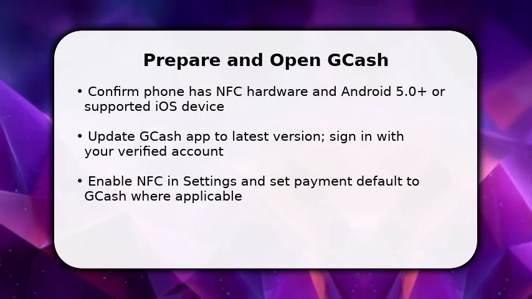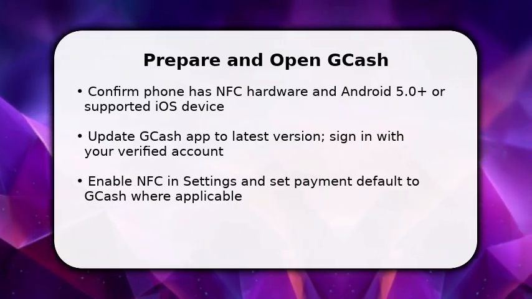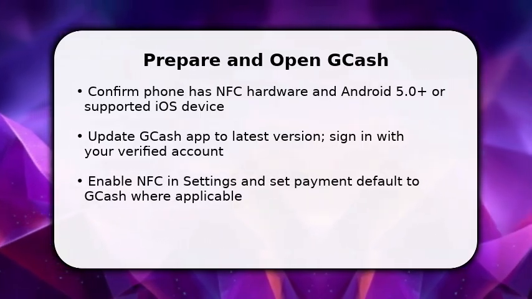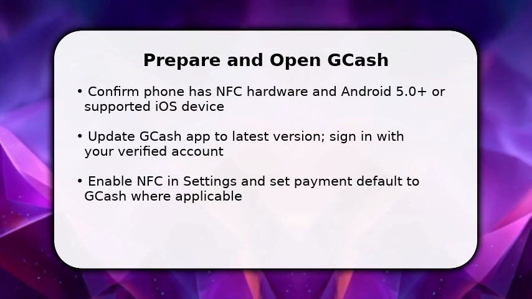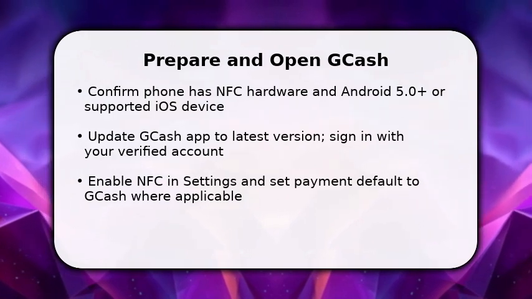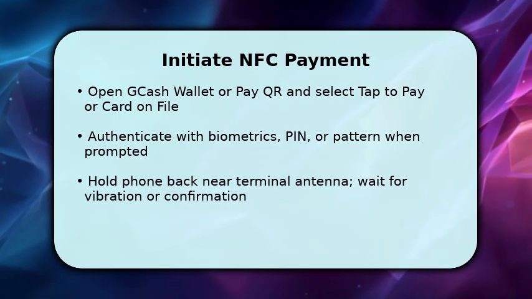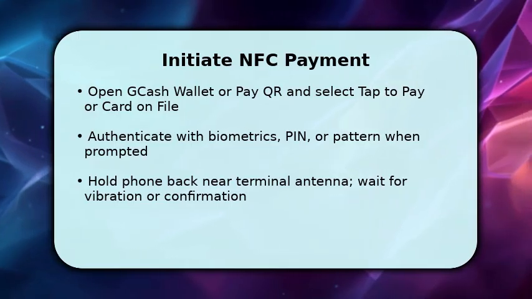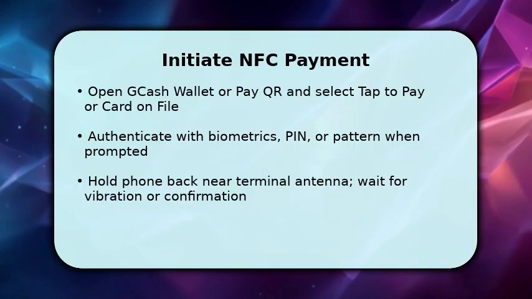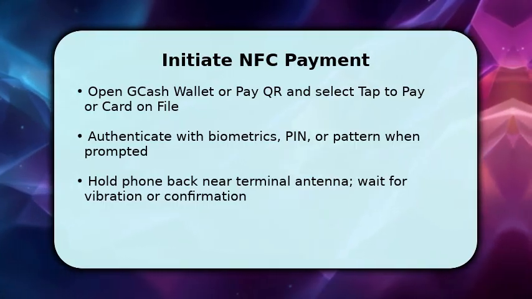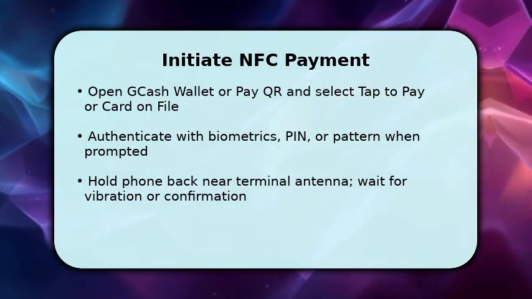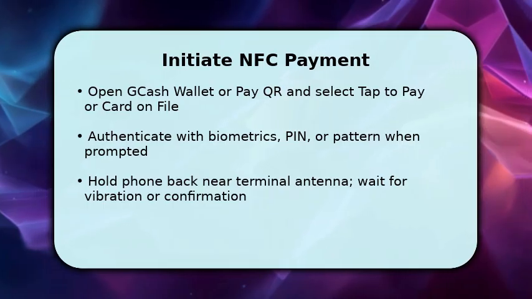Now position yourself near the merchant terminal and keep the phone screen on. This speeds the tap and prevents accidental lockouts. You open Gcash and choose the tap payment option, either wallet tap or the card on file. You will usually need to authenticate with fingerprint, Face ID, or your PIN. Do that promptly so the terminal can complete the transaction.